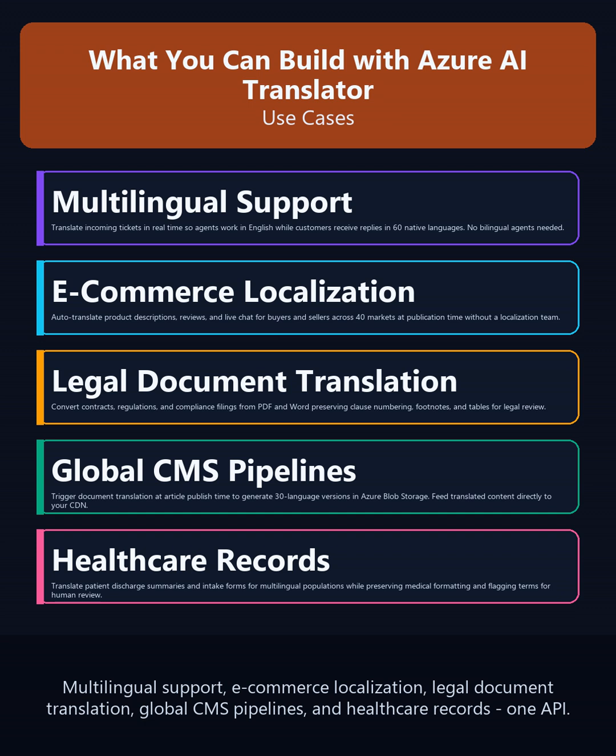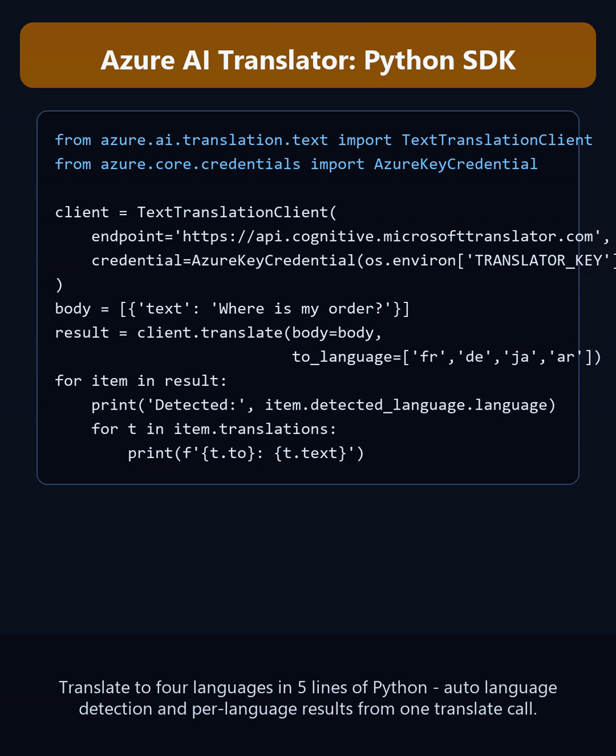5 lines to translate text in Python. Import the text translation client. Authenticate with your key. Call translate with your text list and target language codes, and iterate over results to read the translated text and detected source language. Add a glossary parameter to enforce domain-specific term mappings. For document jobs, use the document translation client with source and target blob storage container URLs and call begin translation to start an async batch.